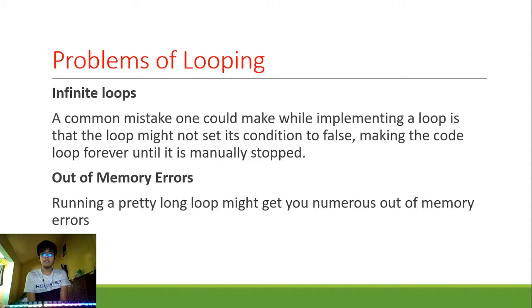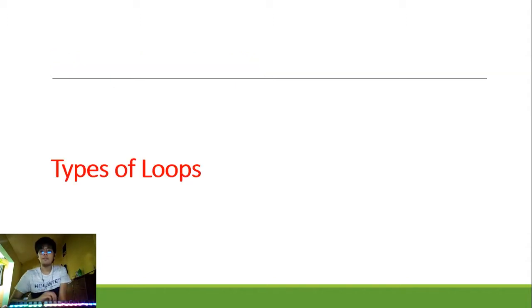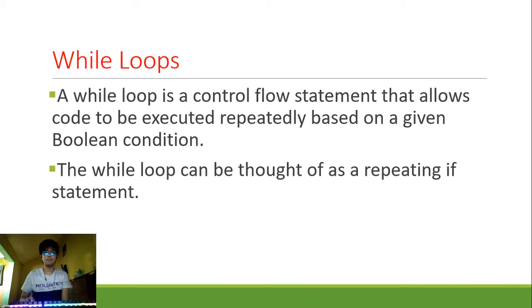Now we are going to talk about types of loops. There are three common loops: while loops, for loops, and do while loops. A while loop is a control flow statement that allows code to be executed repeatedly based on a given Boolean condition. The while loop can be thought of as a repeating if statement.